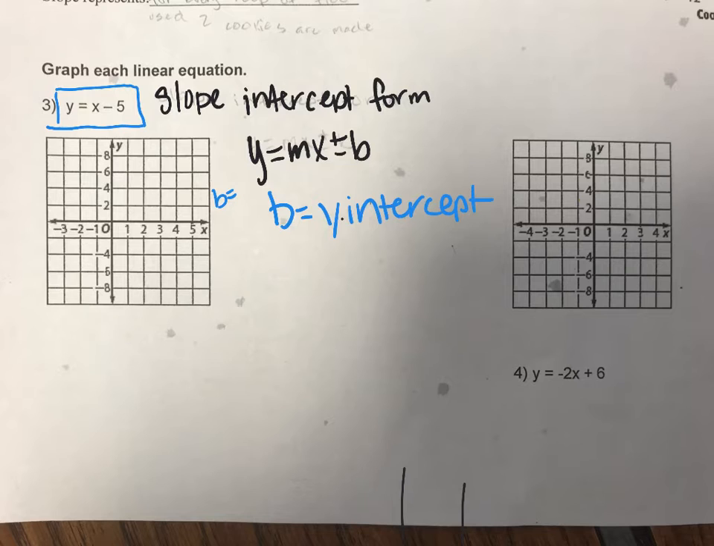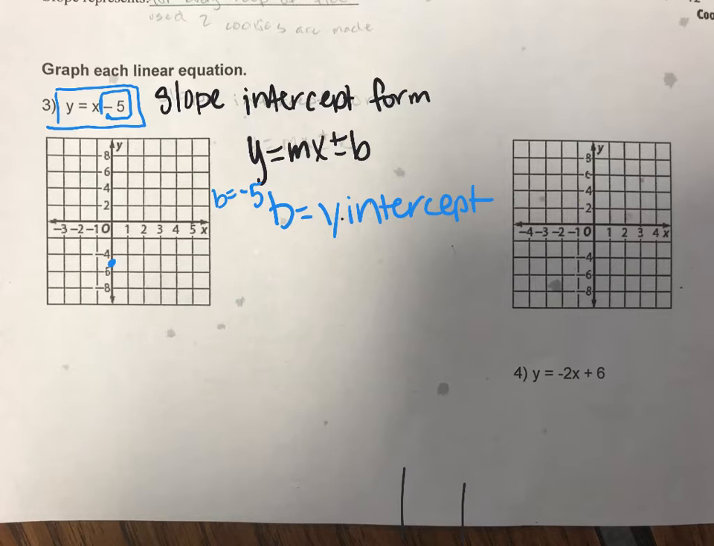Anybody see it up there? -5. Remember, that sign always goes with it. Whatever sign is in front of it, that's the sign. So my y-intercept is -5. Looking at my line, it skips, so -5 would be about right there. On -5, we're going to put a dot. That means on the y-axis, it is -5.